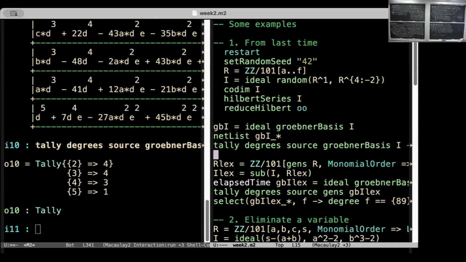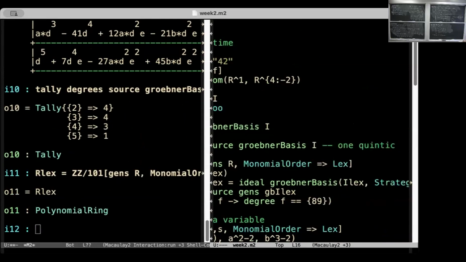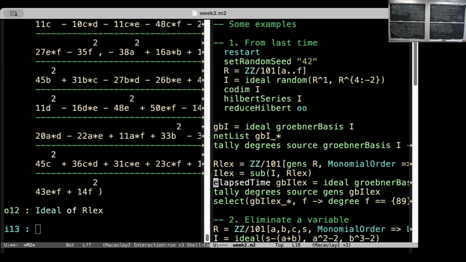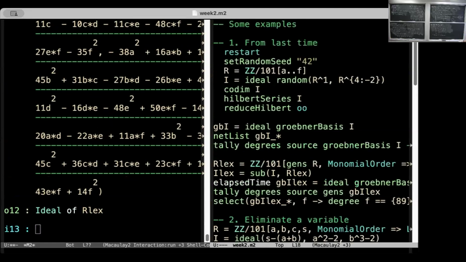Now what I want to do is the same thing in a different monomial order, the lexicographic order. Here is my line. All this says, you can't see it here, is monomial order gets lex. And now I substitute my ideal into this new ring, which I have to do if I want to do it. And now again, how does this work? This time I'm going to use the F4 strategy that I was just mentioning, because in this case that turns out to be a good idea.